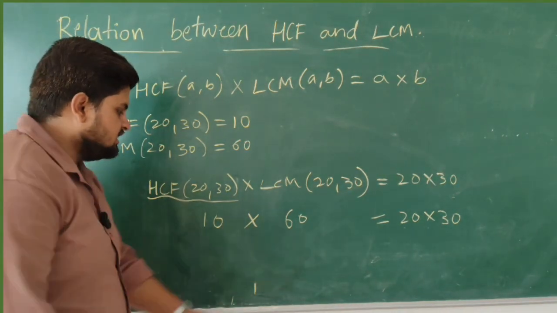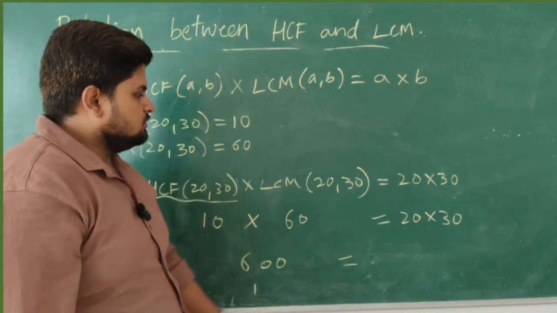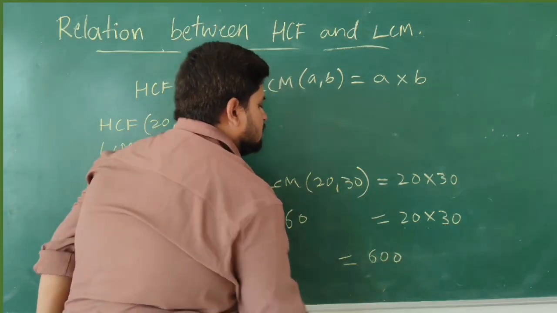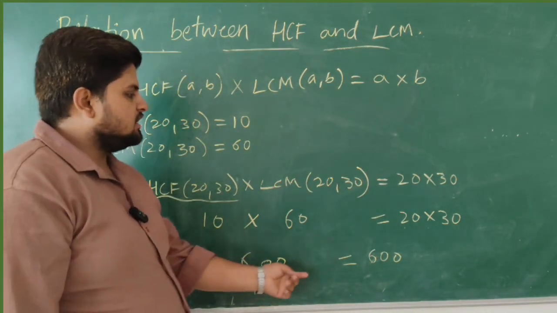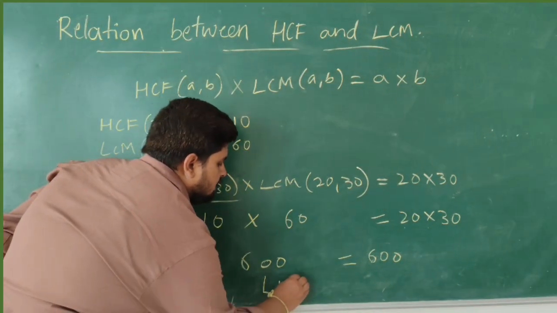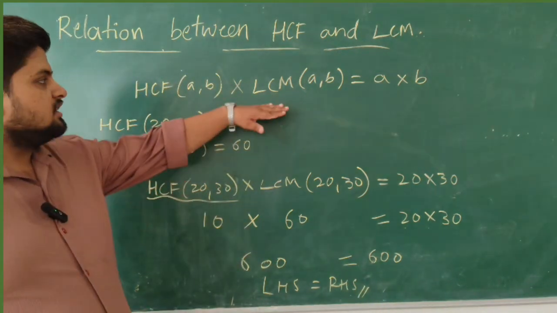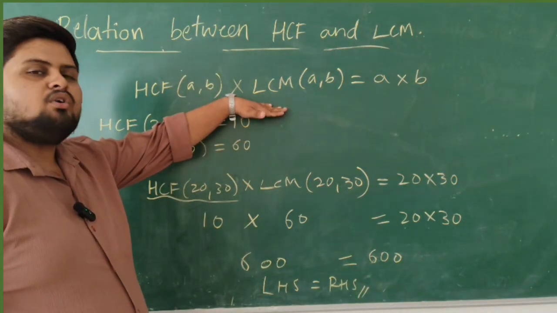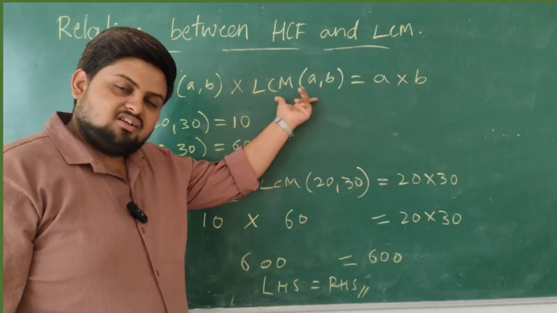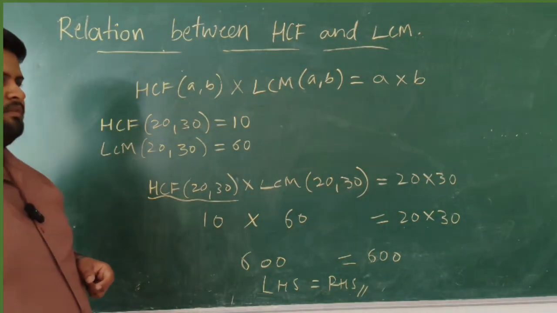10 into 6, 1 6s are 6. We have 2 zeros, we will put 2 zeros. 600 is equal to 20 into 30, 2 3s are 6, we have 2 zeros. So 10 into 60 is 600, whereas 20 into 30 is also 600. So we got to know LHS is equal to RHS, and hence this relation between HCF and LCM holds true. So if you multiply the HCF of any two numbers by the LCM of those two numbers, that will always be equal to the product of those two numbers.